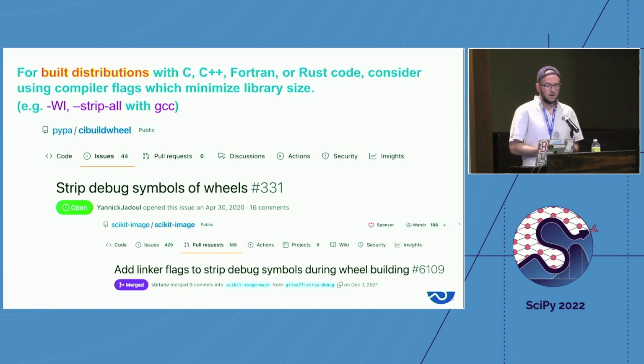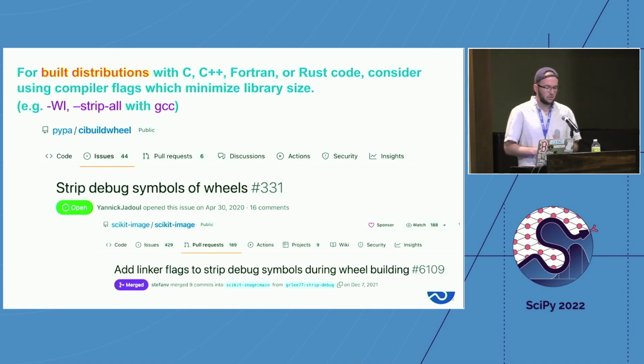So for example, with GCC, using strip-all to strip out debug symbols can reduce the size of your built objects. Those debug symbols, for the most part, tend to only be necessary when developing the project and not for the average person running pip install my package.